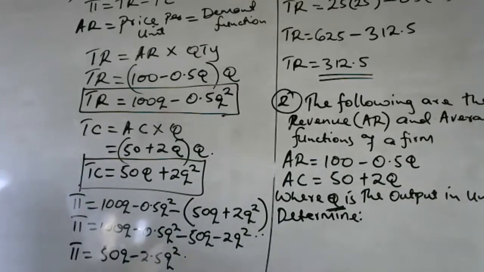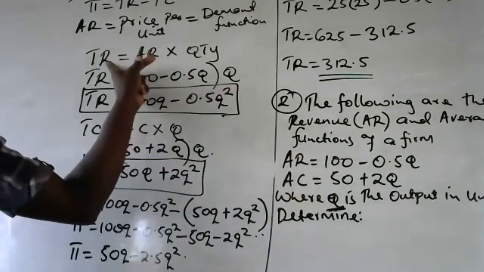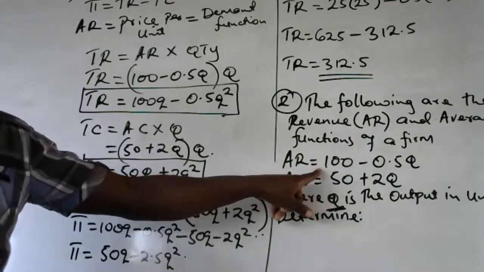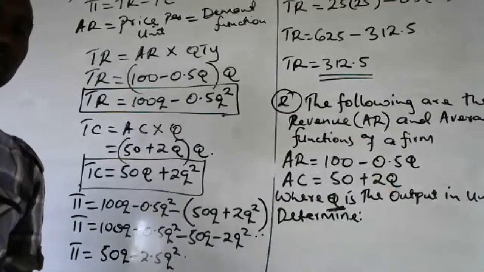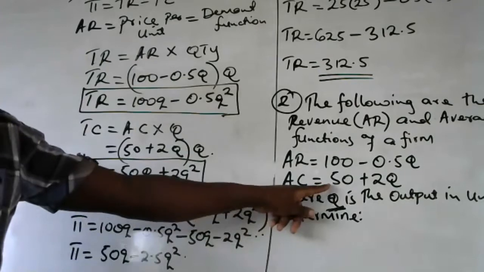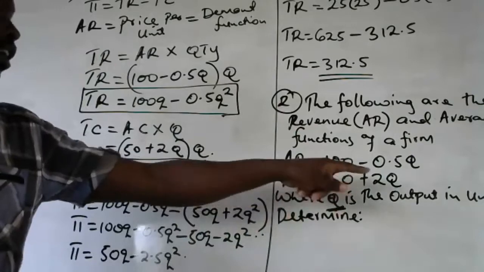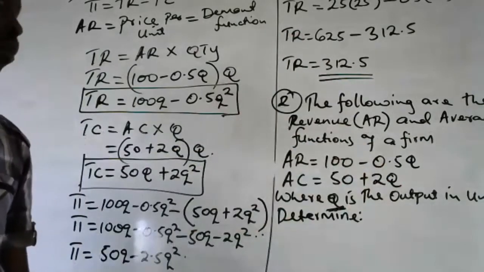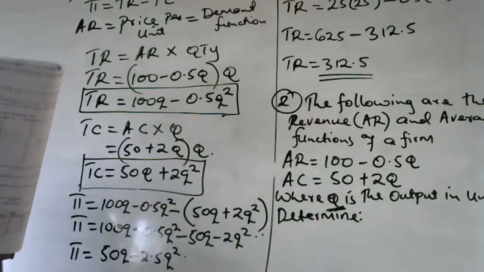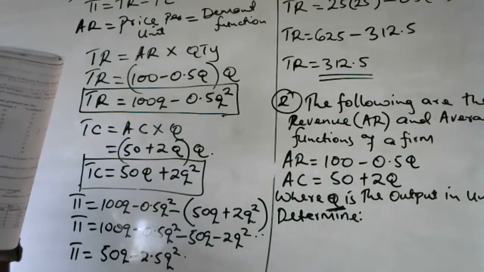And I want you to have this one at the back of the mind. Whenever you are given the average, how do you get the total? The average is for one, then the total is going to be given by that average times the quantity Q. You get the total revenue that way. Similarly, if you are given the average cost, which is the cost for one, to get the total cost you multiply that average by Q, which is the total output, for you to get the cost for all the output. And with that, you have answered the first question, the profit function.